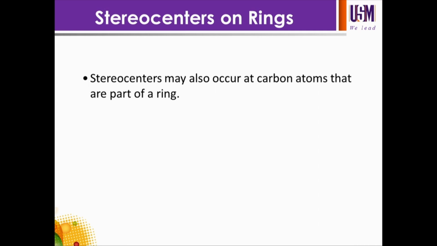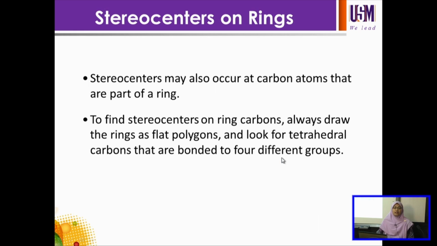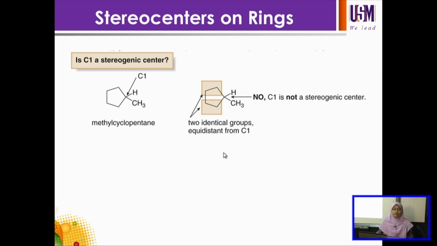Stereocenters can also be located on a ring. A stereocenter may also occur at carbon atoms that are part of a ring. To find a stereocenter on ring carbons, always draw the ring as a flat polygon and look for a tetrahedral carbon that is bonded to 4 different groups. For example, here we have methylcyclopentane. We have a methyl group here and a hydrogen here, and then we have the 5-membered ring.